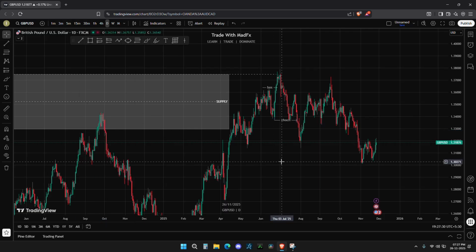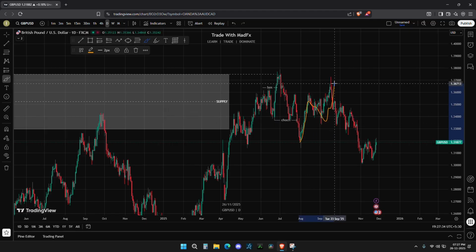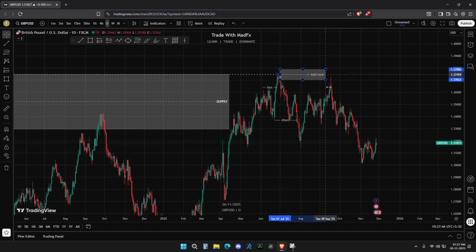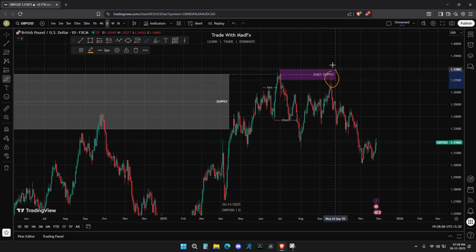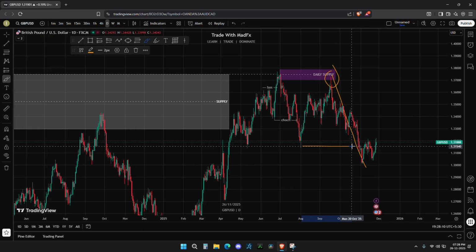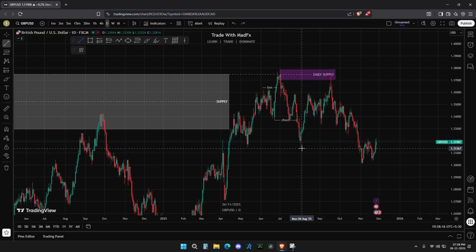Now what do we expect after a change of character? We expect that the market will come back to an unmitigated supply zone to collect the orders, and it will continue lower as we are in a downtrend now. And that is exactly what happened over here. This was the supply zone on the daily chart that the market came back to mitigate. And once it mitigated the supply, a huge bearish expansion came, which was able to give us a break of structure to the downside. Let me mark that break of structure.